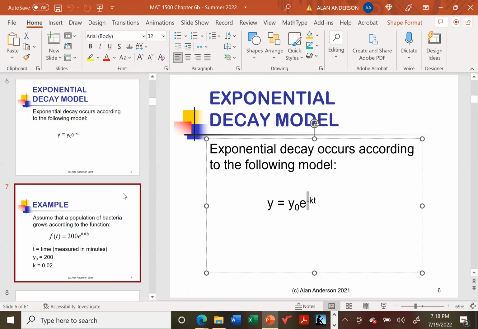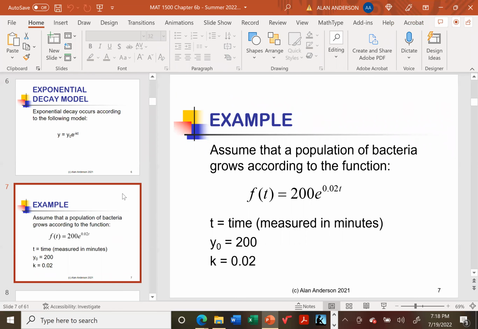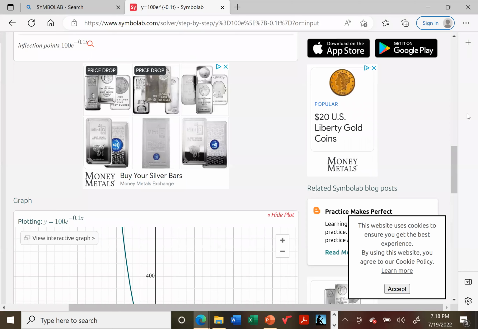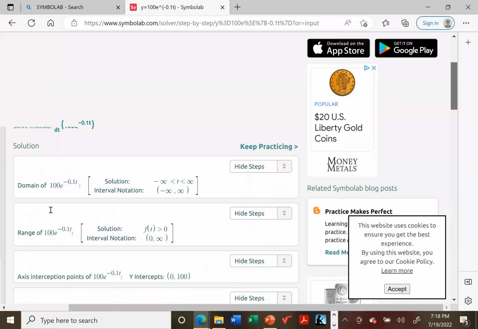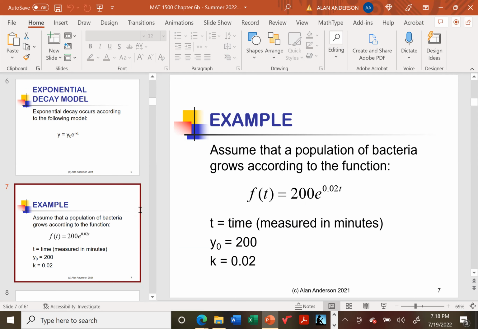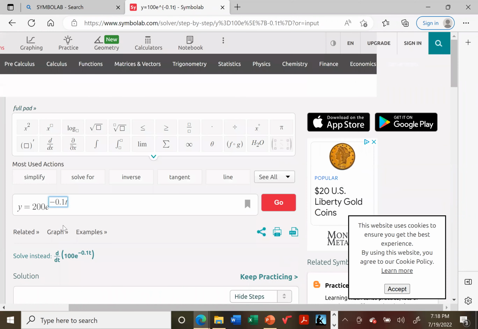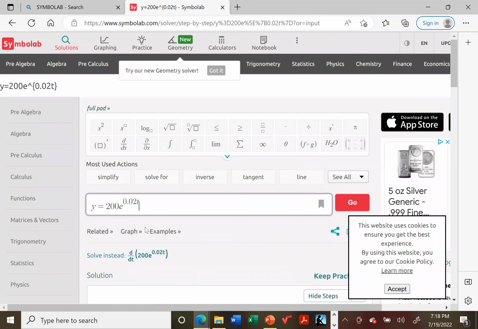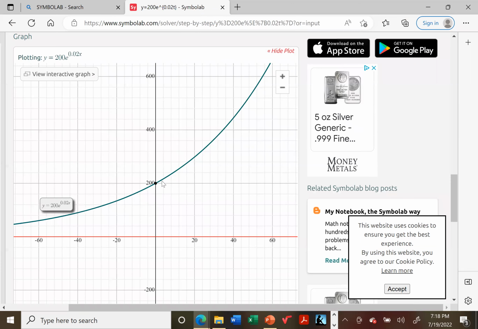All right, now here's an example. Now this is bacteria again, 200 e to the 0.02 t, so it'll be very similar to what we were just looking at. All right, let's try that. 200 e to the positive 0.02 t. All right, let's see what that looks like. Yeah, it's growing pretty quickly.